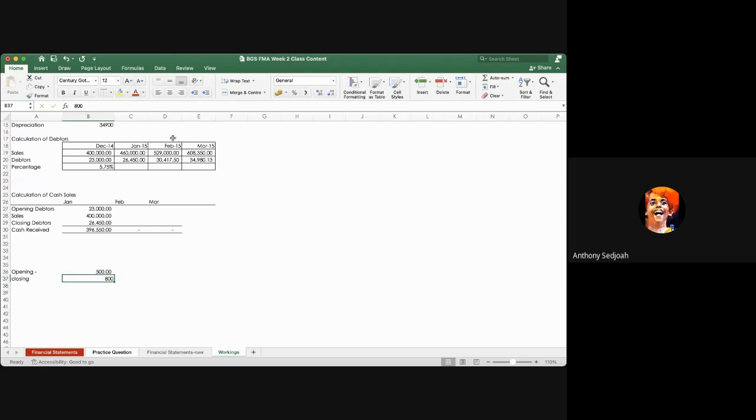What this means is that it's possible those who owed us 500 have not even paid us, and then we have sold an extra 300 that are yet to pay us as well. Do you get it?